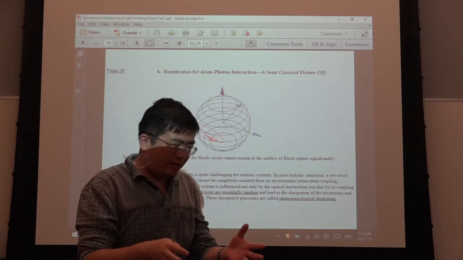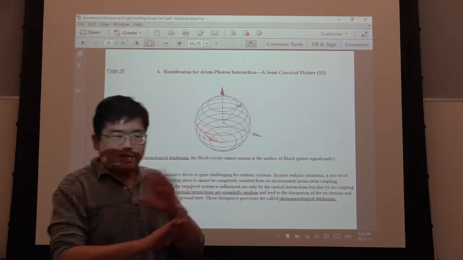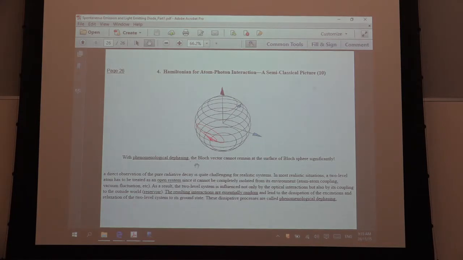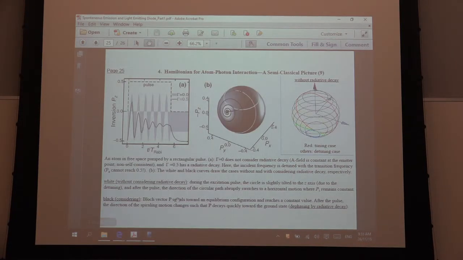Closed cavity, PEC, no radiative channel. The EM waves cannot radiate out, so it has this kind of motion. So what is the meaning of tuning and detuning?